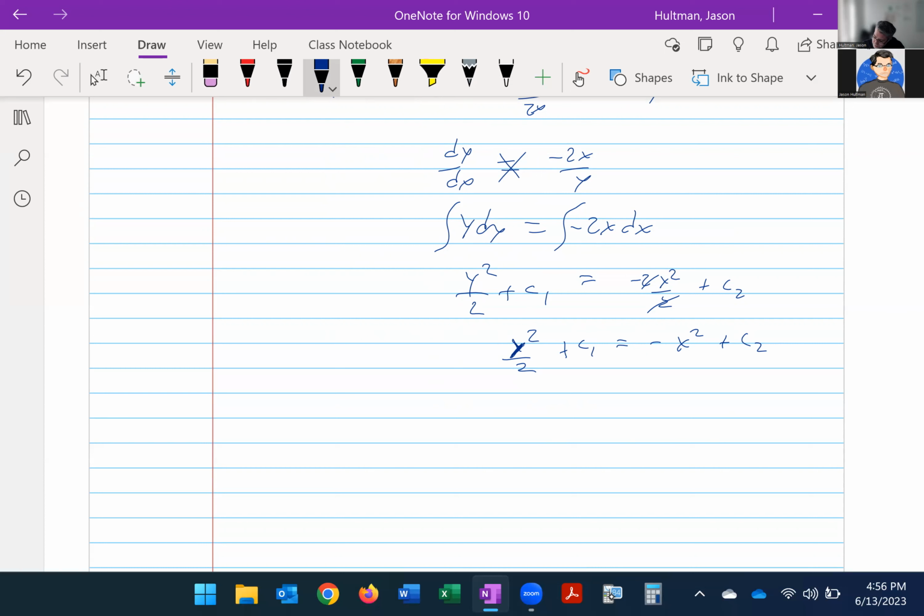Okay, so let's toss the x squared to the other side, and we get x squared plus 1/2 y squared. Let's subtract off the c1 from the c2. Now, if I subtract a constant from a constant, don't I just get another constant? I'm just going to call that constant k, because that's really what we want. We want some function g in terms of x, y, and k.